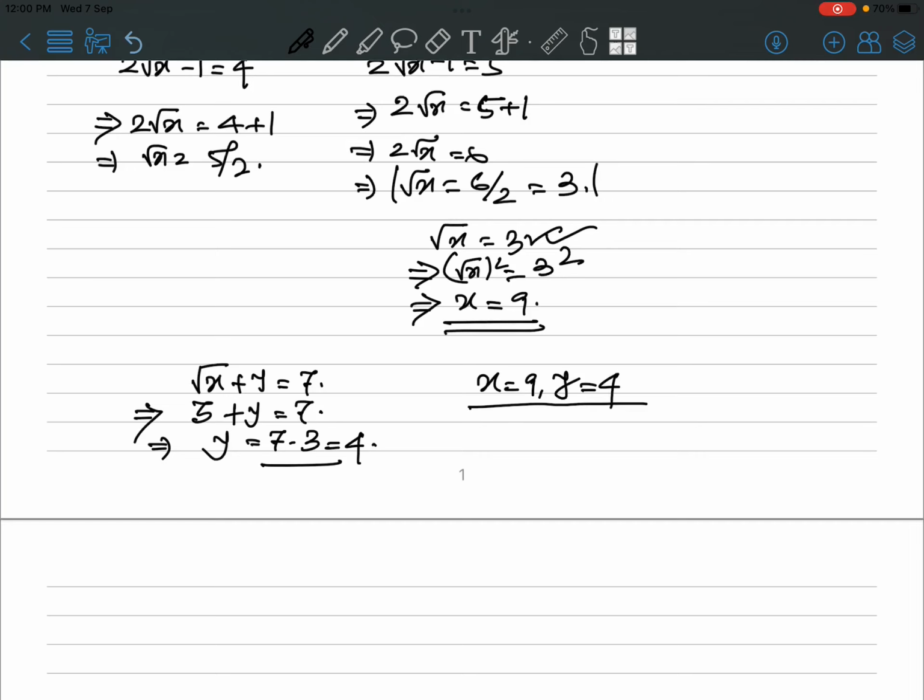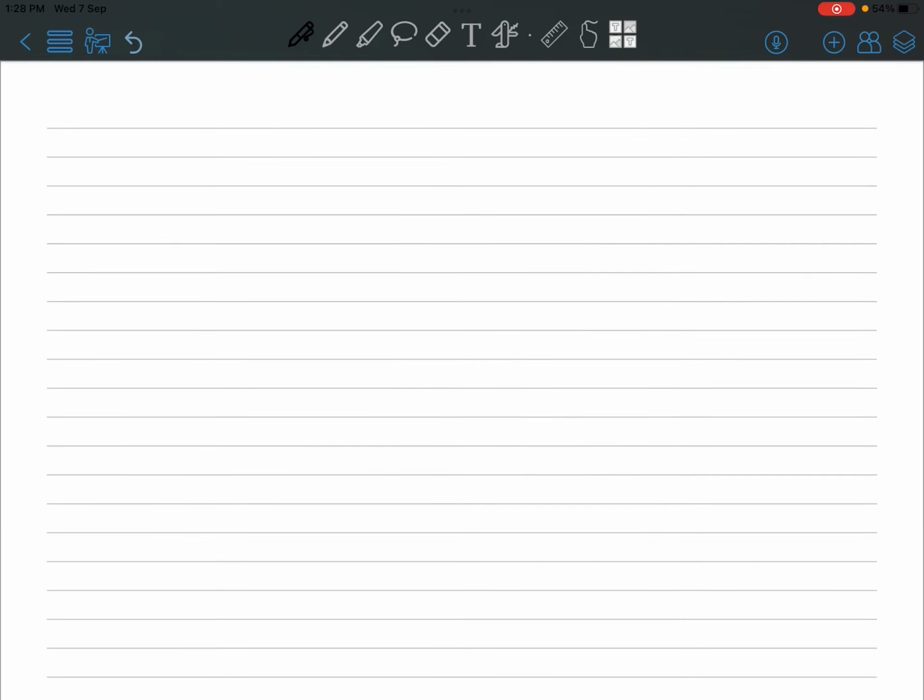So by using the elimination method, we are getting the value of x as 9 and the value of y as 4. When we use the second method, that is the substitution method, whether we get x equals 9 or y equals 4, we will say it. Now we are going to use the substitution method to solve the same problem.